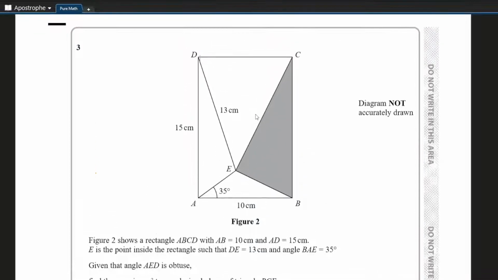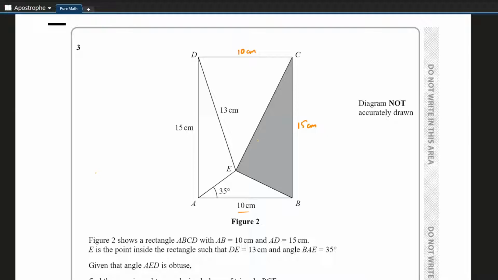Let's check out question number 3. In here we have a rectangle ABCD, which has a width of 10 centimeters. That means this side is also 10 centimeters, and the length is 15 centimeters. That means BC is also 15 centimeters.